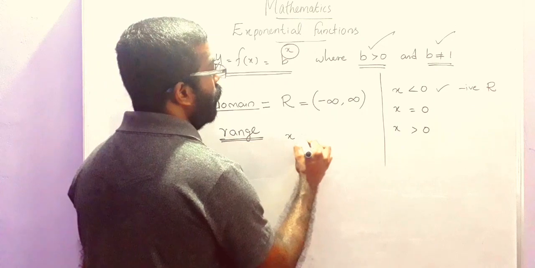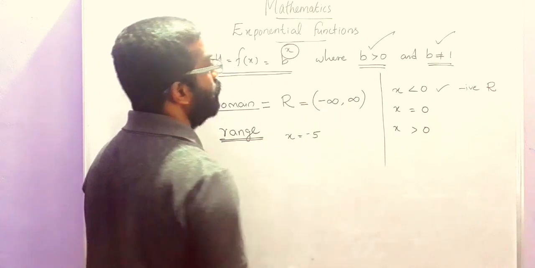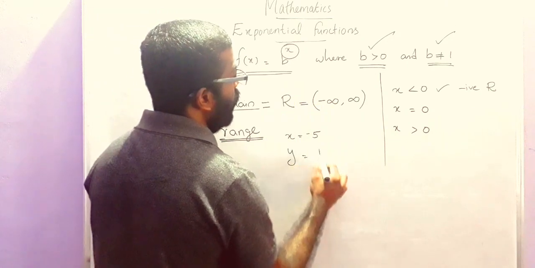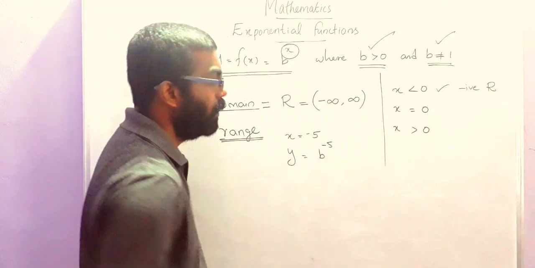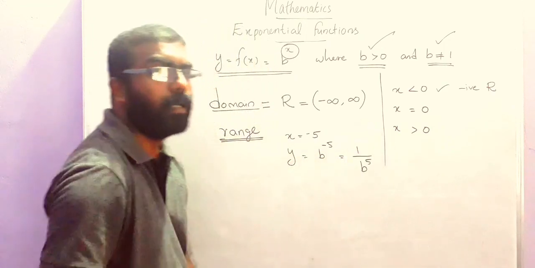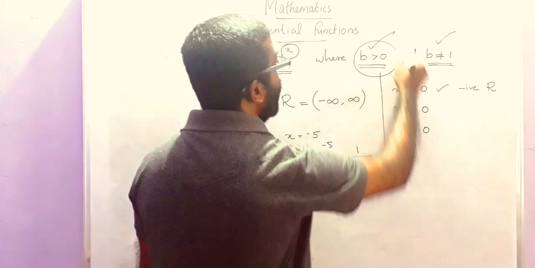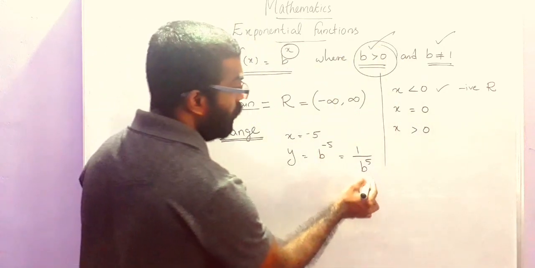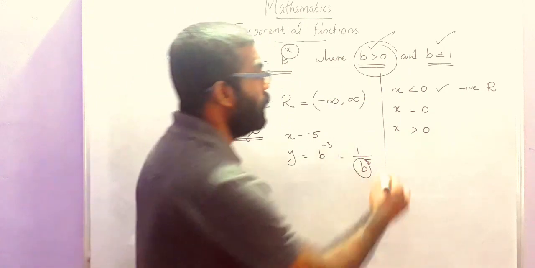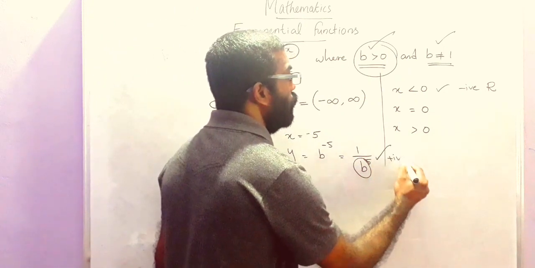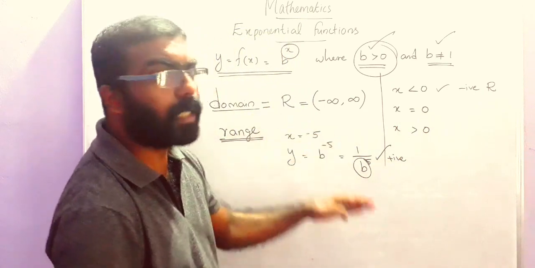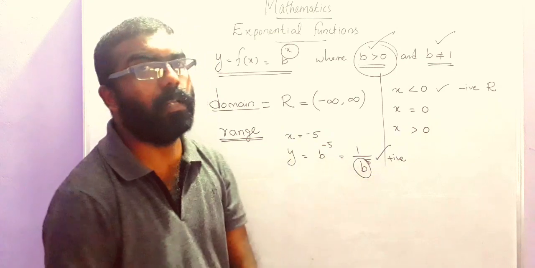x = -5. What happens? y = b^(-5), and we can rewrite it as 1 by b^5. And here b is greater than 0, so this number is positive. So the whole term is positive. So if x is negative, then in that case also we get a positive value as the image.